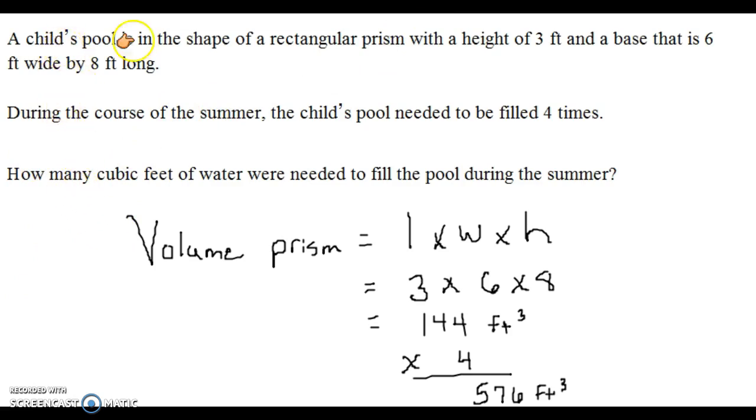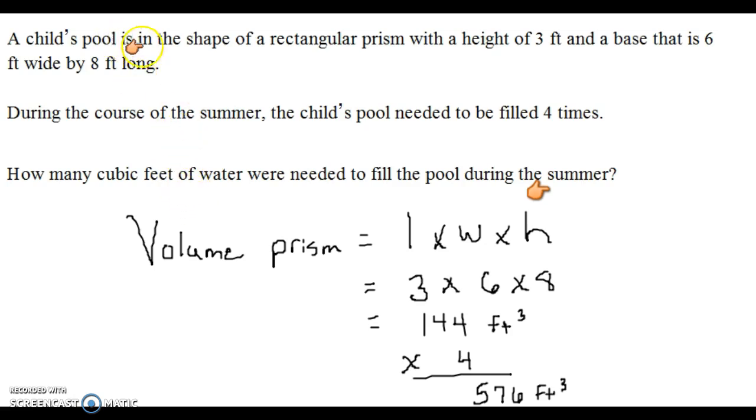This is a sample problem. I've changed the numbers, so don't use this exact example. A child's pool is in the shape of a rectangular prism with a height of 3 feet, a base that is 6 feet wide and 8 feet long. During the course of the summer, the child's pool needed to be filled 4 times. How many cubic feet of water were needed to fill the pool during the summer?